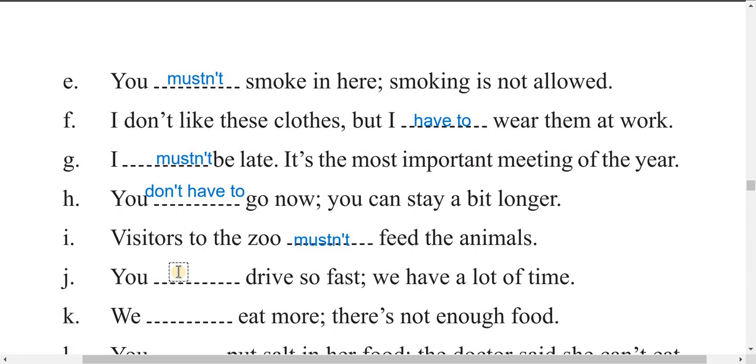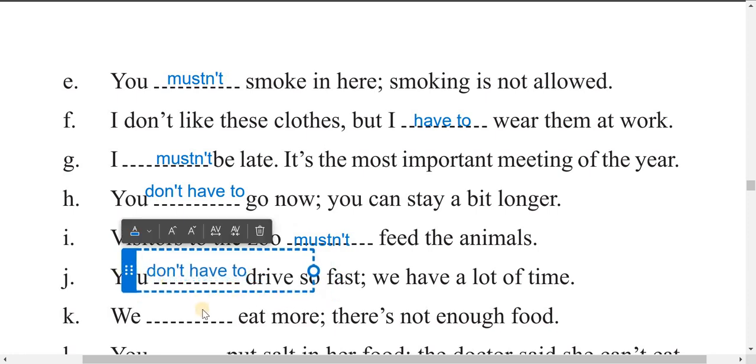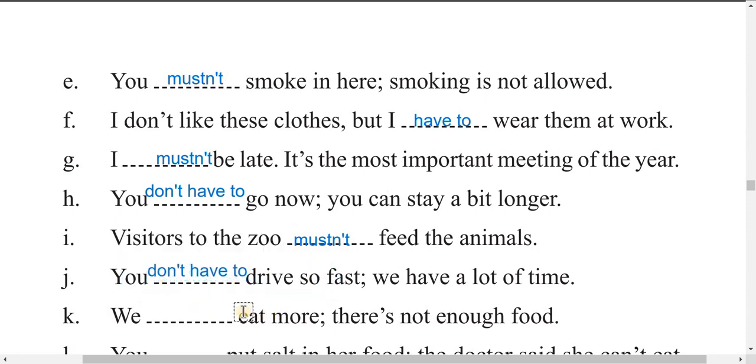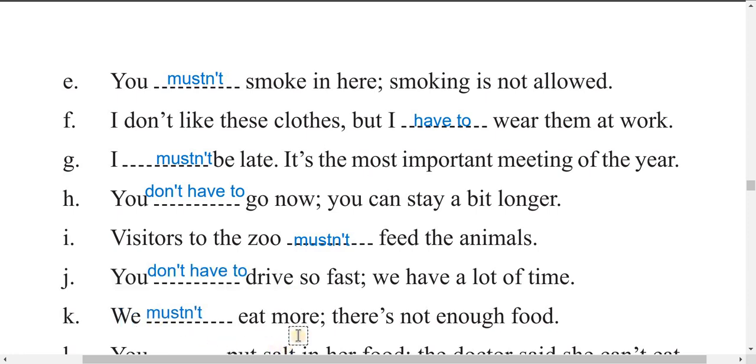Next one, you drive so fast, we have a lot of time. You must not drive so fast, or you also write, you don't have to drive so fast. You don't have to drive so fast. We have a lot of time. Now, eat more. We mustn't eat more.